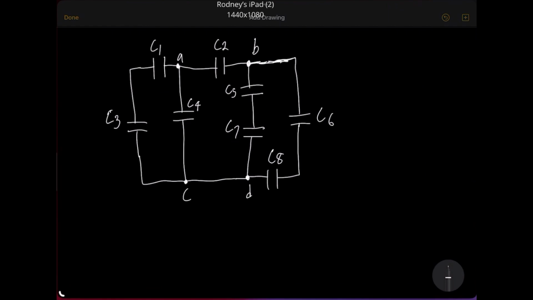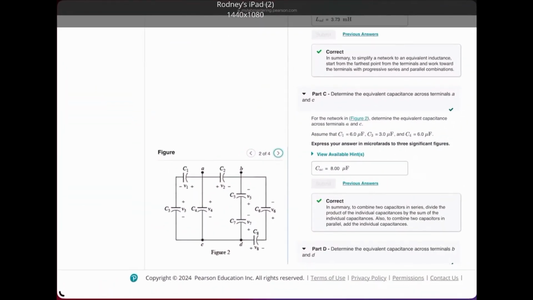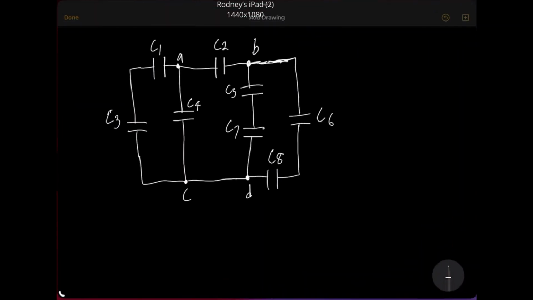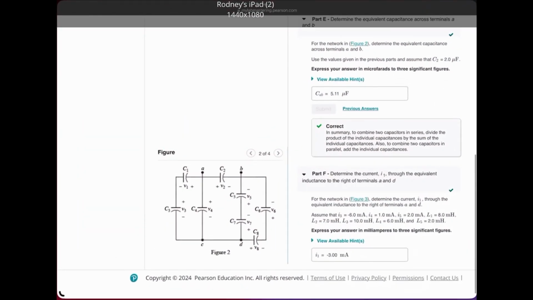Okay, now that we have this circuit, we're going to do about 3 different parts, just like it does in the question here. We're going to do from A to C over here. We're going to do from B to D over here. And then we're going to do a final one from A to B.